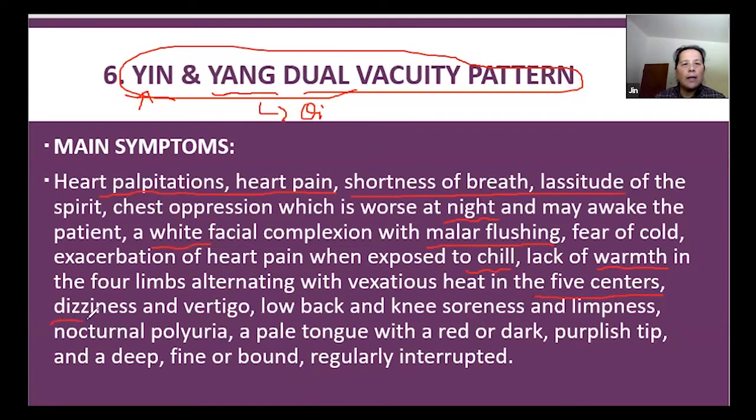And vertigo comes from deficiency. Other symptoms are possible, like lower back pain and knee soreness. We know yin yang deficiency is mainly related to the kidney. That area is the kidney area. And night urination, large amounts of urination, frequent urination.